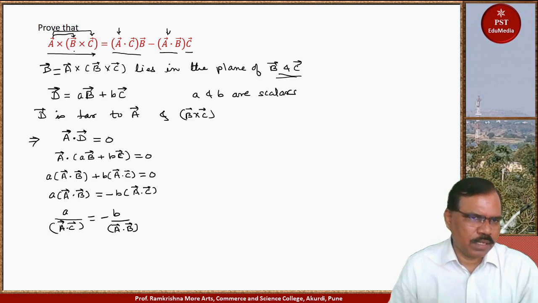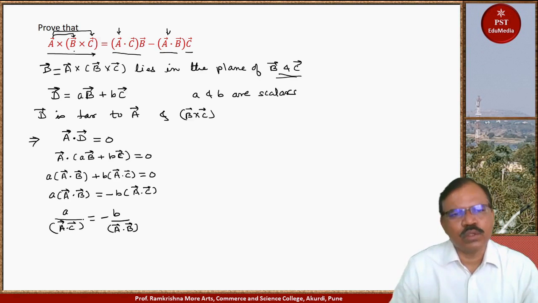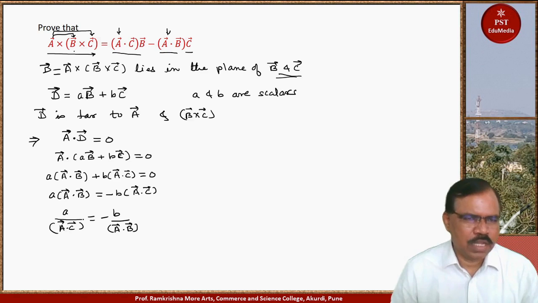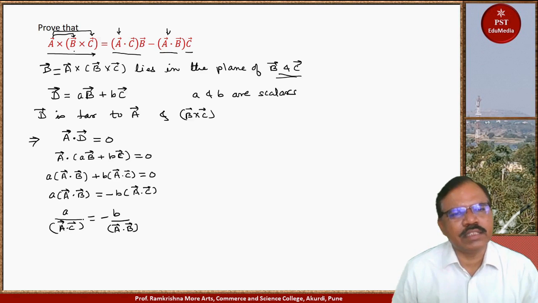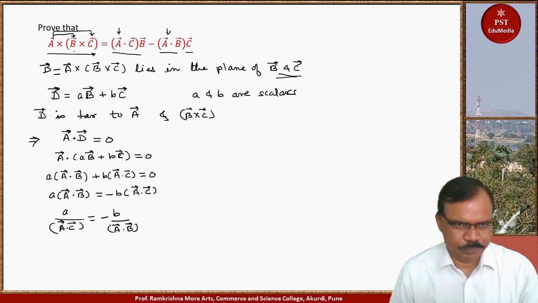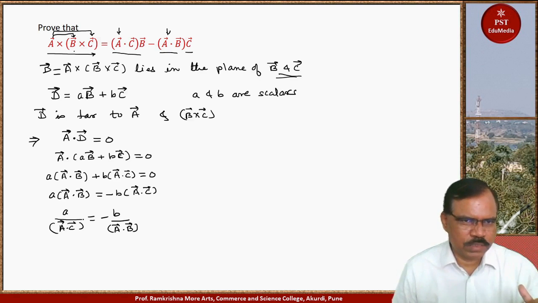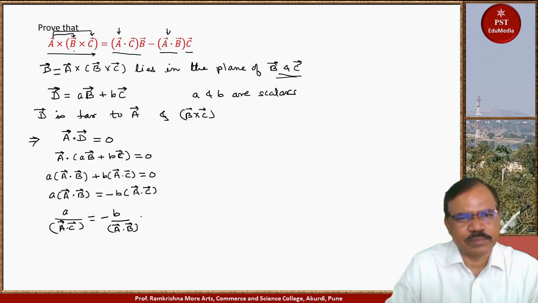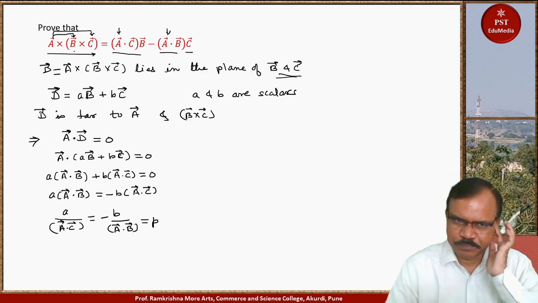See here, the right hand side will be equal to the left hand side, and on both sides we have a ratio. On the right hand side we have minus B upon A dot B, on the LHS we have A upon A dot C. A dot C is a scalar, A dot B is a scalar. A ratio of two scalar quantities equal to a ratio of two scalar quantities means that the ratio is constant. So I can take that ratio as P, where P is a constant.